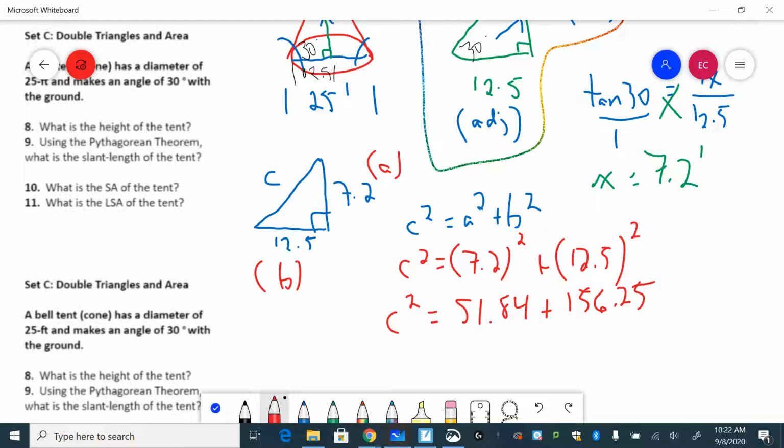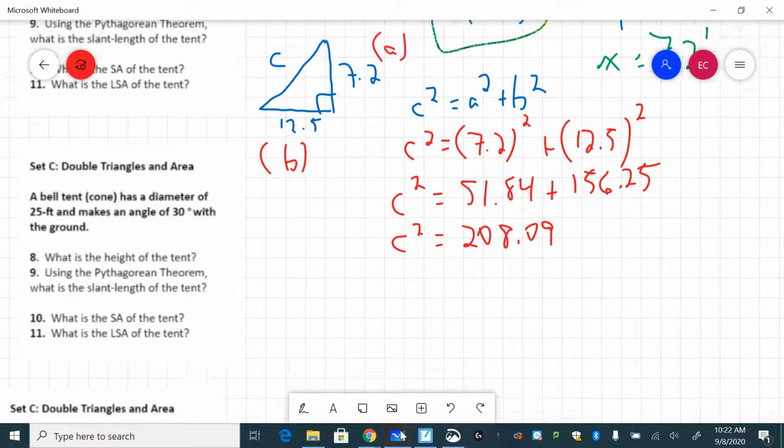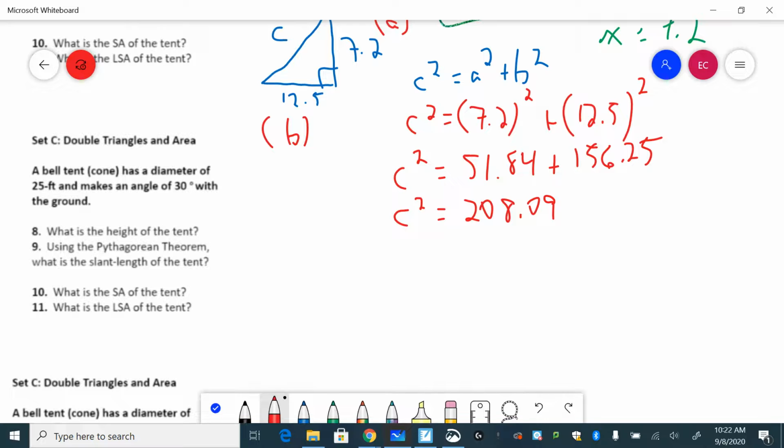So I'm going to go 7.2 to the exponent of 2 equals, so that's 51.84 plus 12.5 squared, which is 156.25. And then I'm going to add them together, and that equals 208.09. And so I'm not solving for c squared. I want to know the answer for c. So you have to square root both sides. So look for your square root button on your calculator and just do the square root of 208.09. And I get 14.4 feet. It should be bigger than the 12.5 because it's the hypotenuse. It is. So that's great.